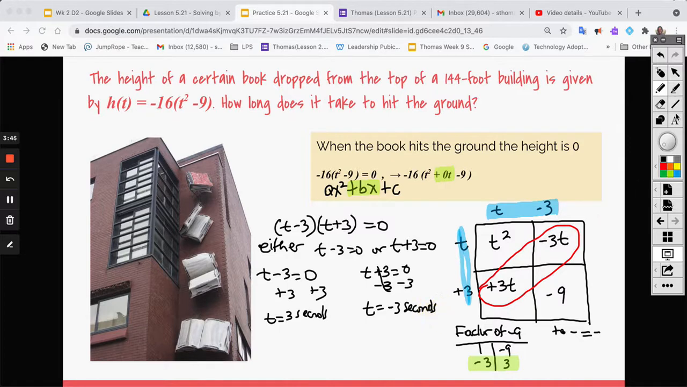And we know for these realistic problems, what do we know? Since time cannot be negative, the book will hit the ground in 3 seconds. There you go.